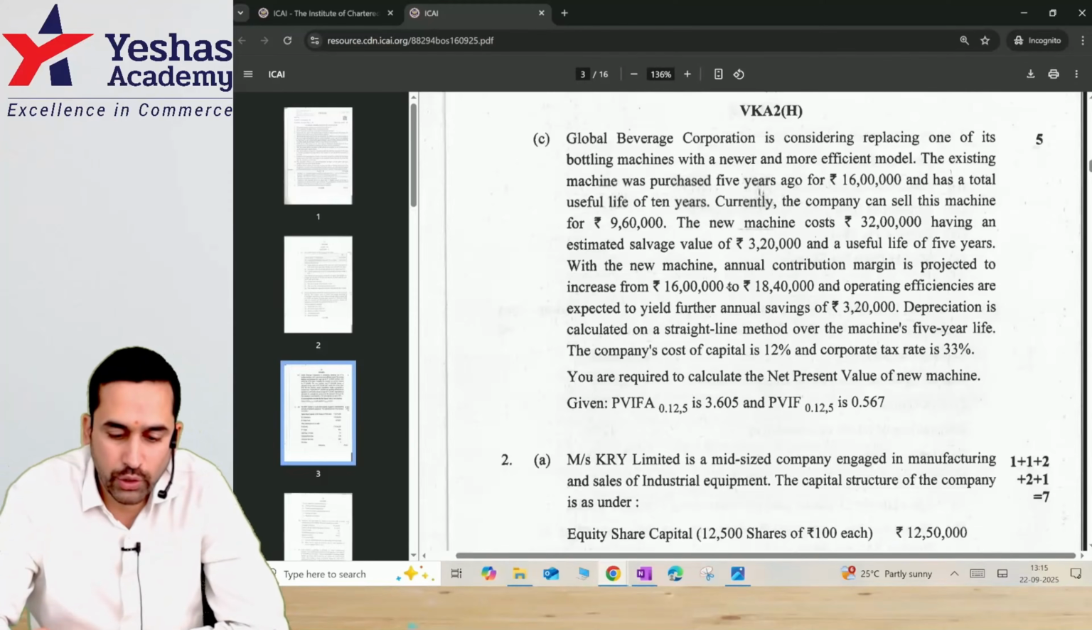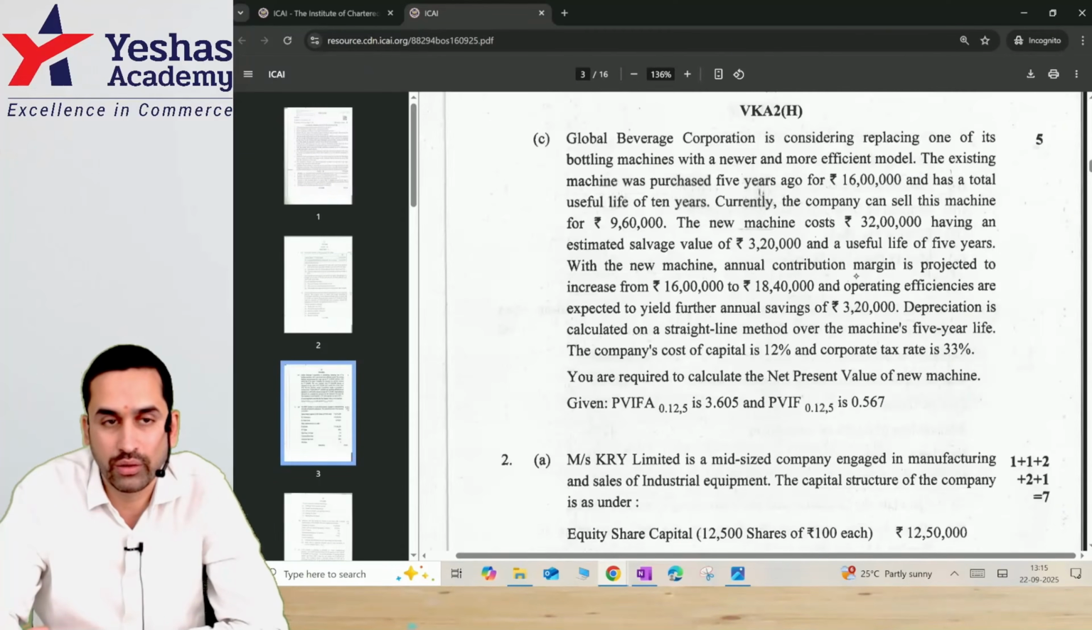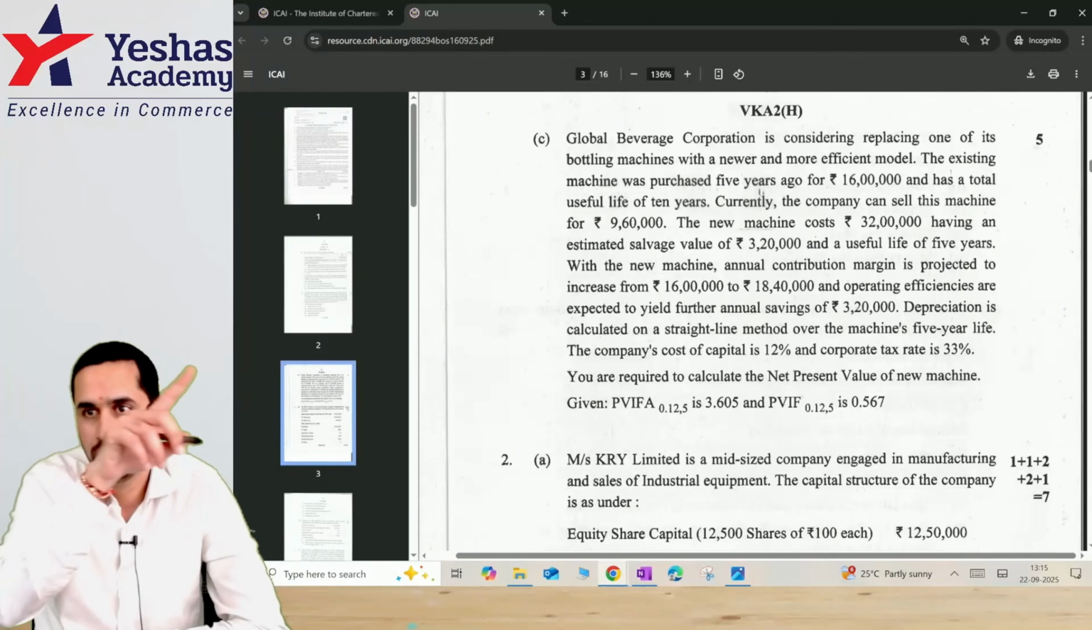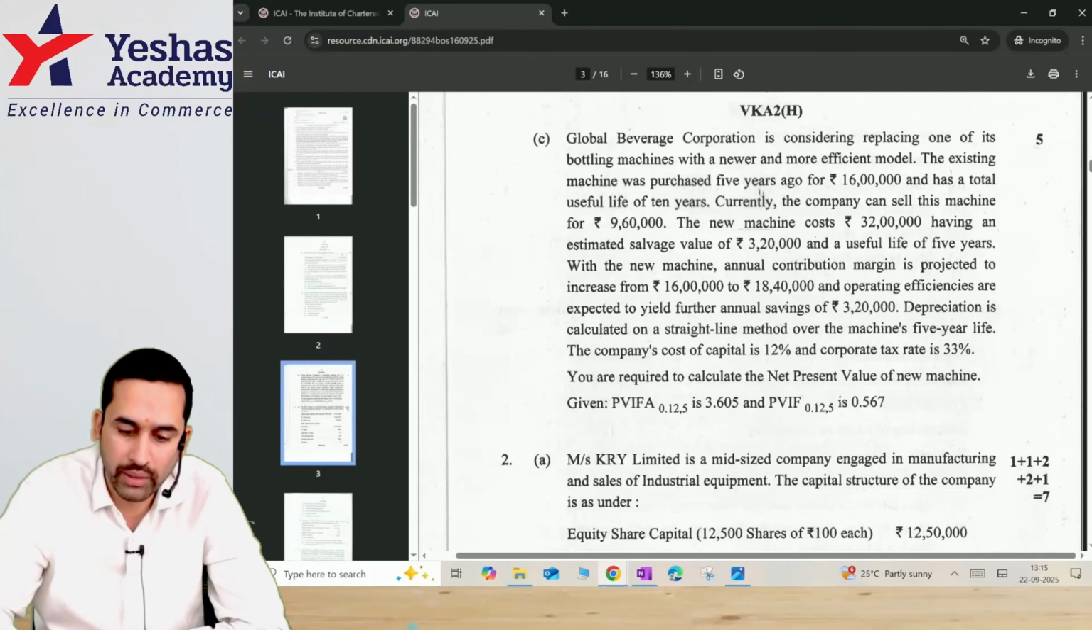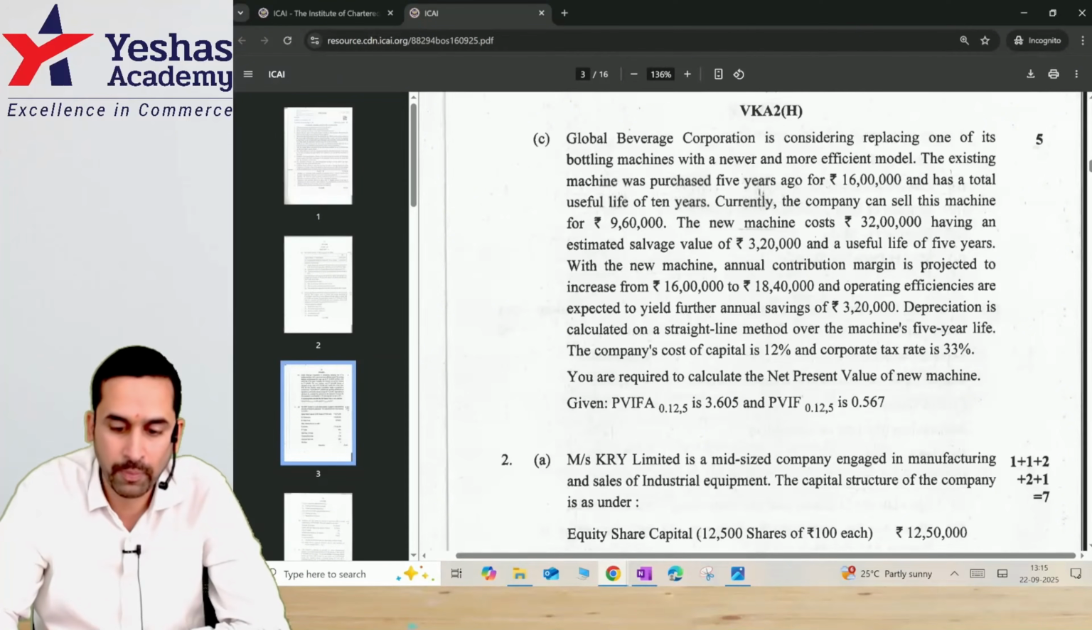Then they said with the new machine, annual contribution margin is projected to increase from old 16 lakh to new 18 lakh 40,000. That means you can take the difference as incremental contribution. Or you can start with particulars existing new contribution, old number, new number. Operating efficiencies are expected to yield further saving of 3,20,000. That means not only this extra 240, you will have to add additional. And you remember this money saved should be counted as money earned. And you have to add this also.